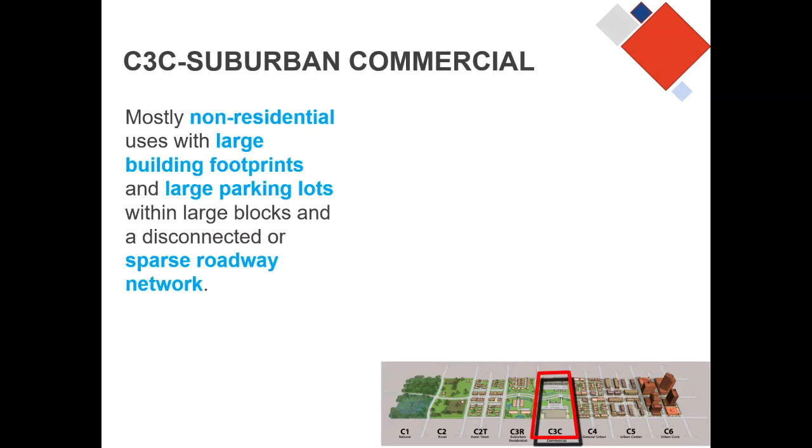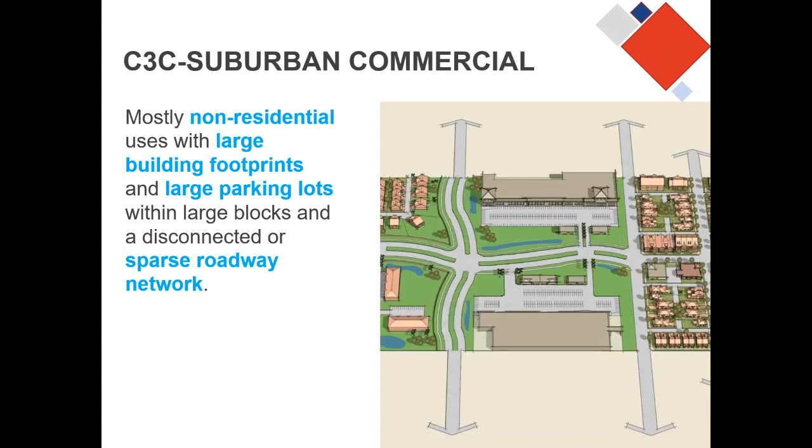We also have the C3 suburban commercial categories. These are also suburban in character, but are mostly non-residential uses. They have large building footprints and large parking lots on large blocks with a disconnected or sparse roadway network. These are what may be considered by some big box retail stores. They typically have large parking lots between the building and the roadway. These areas are also typically optimized for automobile usage with minimal provisions for pedestrians, cyclists, or transit.